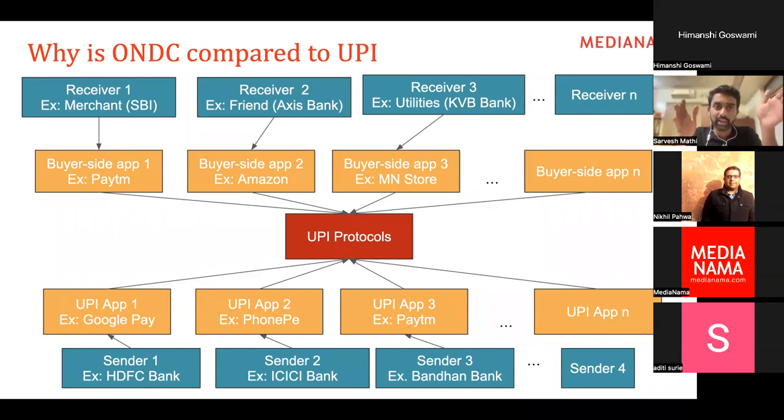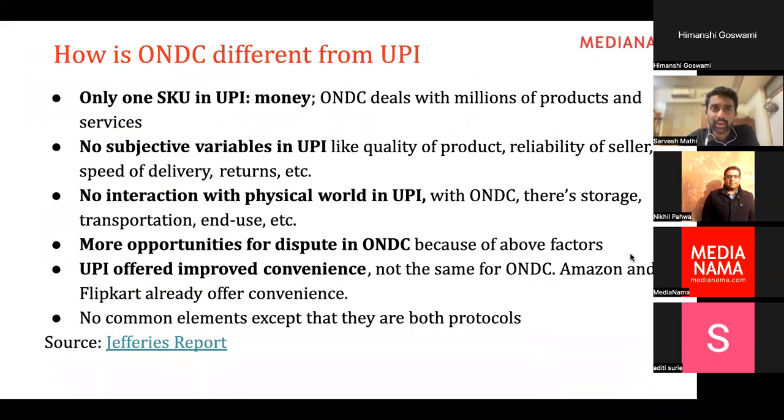Another reason that the government keeps making comparisons to UPI is the success that UPI has had in digital transactions. More than half the digital transactions taking place now are through UPI. So by alluding to that success, the government wants to show the potential of ONDC. But that's pretty much where the similarities end, because there are far more differences. For example, in UPI, there's just one stock keeping unit, which is money.